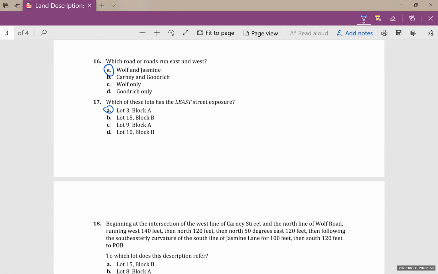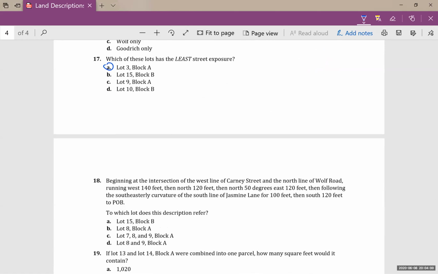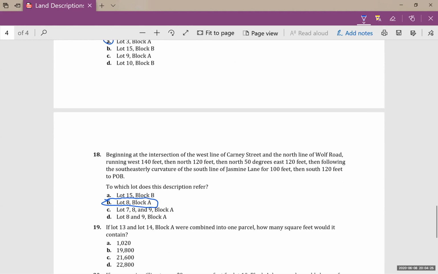18 is kind of a long story. What do you like? Who got it right? That's the description. What do you like for it? Hey, Brett, that's a good looking baby. 15 months. C, awesome. Yep, 18, B as in boy, lot 8, block A. So that's the description for it. Take out your phone, take a picture of this question if you can't get it, but that's what it is.